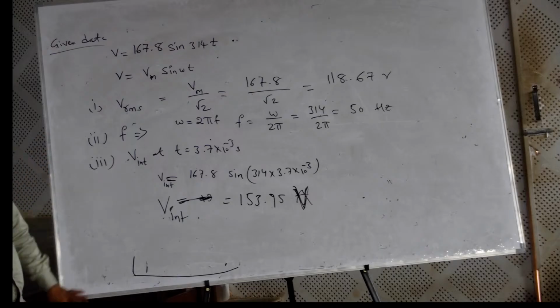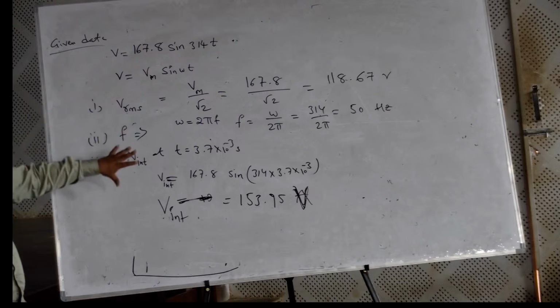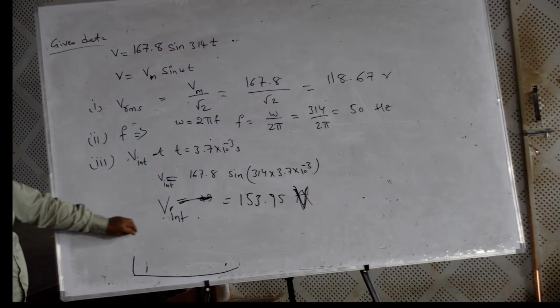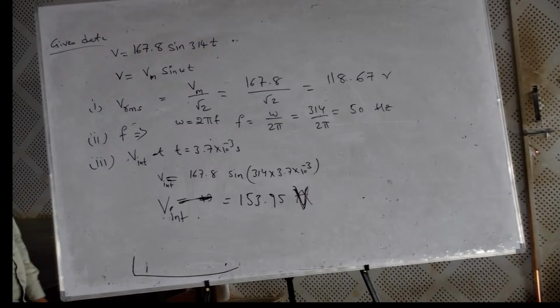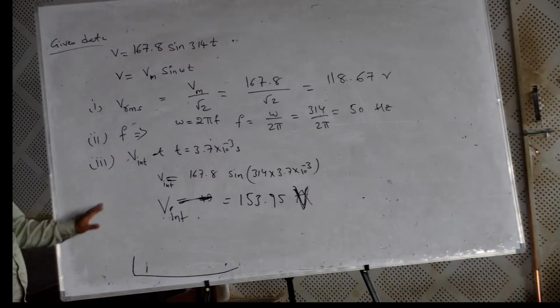There is no need of calculating, irrespective of the maximum value, minimum value, angle, or time. Form factor of an alternating quantity, irrespective of the equation, is always 1.1. No need to calculate. And peak factor is 1.414. No need to calculate that too.